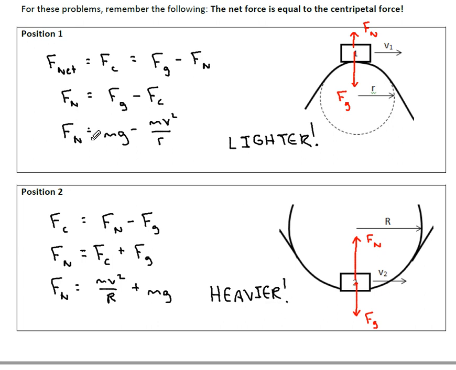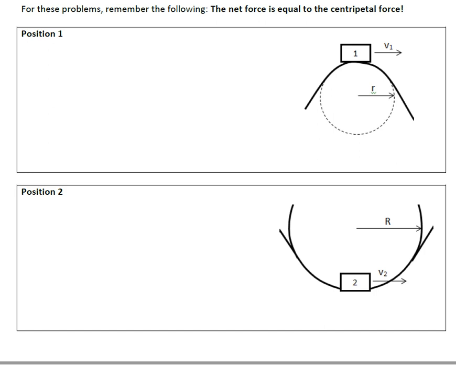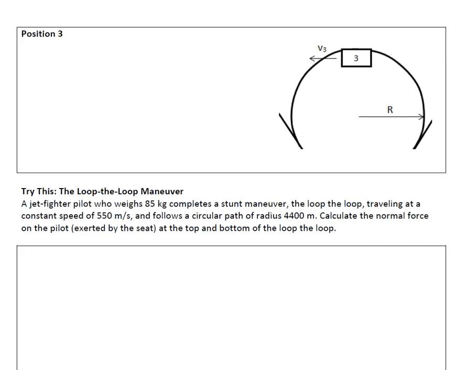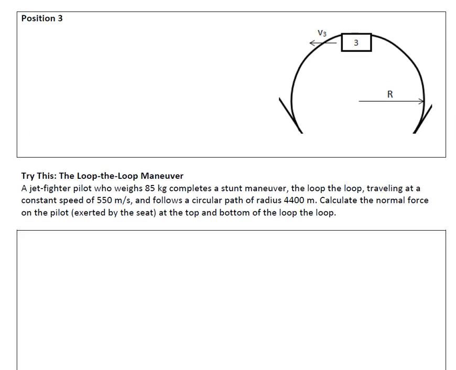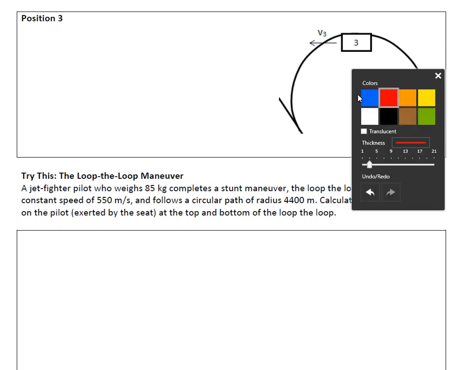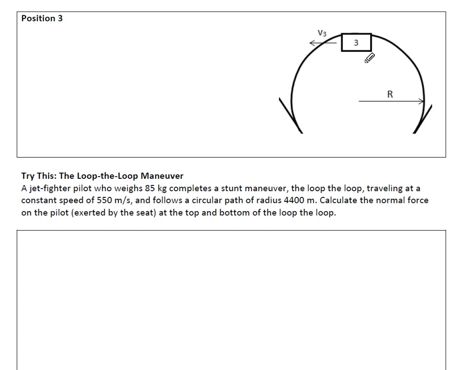Okay, so right now we have two equations. So what happens when we're on the top? Now at the bottom, we're going to do that loop-to-loop. We're going to be upside down. So let's scroll down. What's going to happen here at position 3? We're now upside down. When we're in this upside down position, our force of gravity is still down, but because we are upside down, our chair, the seat that we're in, is also downwards. So we get Fn.